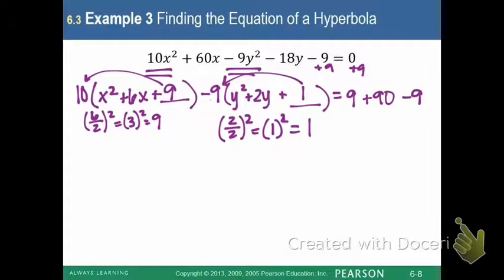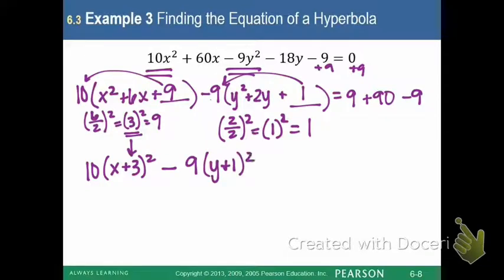And then I can go ahead and rewrite this thing. So I have the 10 out in front. This will be x plus 3 squared. Remember, I used that value right there, the number that's being squared. Okay, that's what goes here. Minus, I have the 9, and then a y plus 1 squared equals, these just cancel out, so I get 90. So then my last step, divide by 90 so that it's equal to 1.